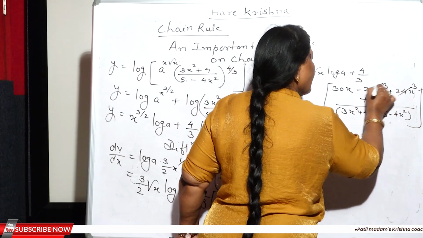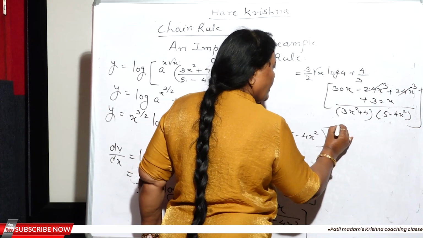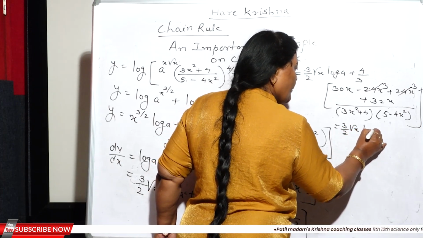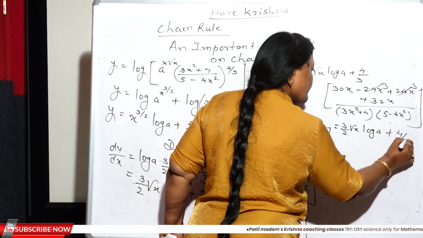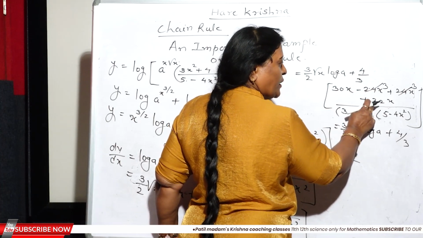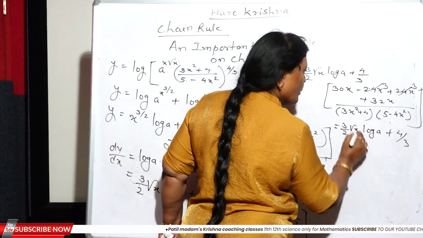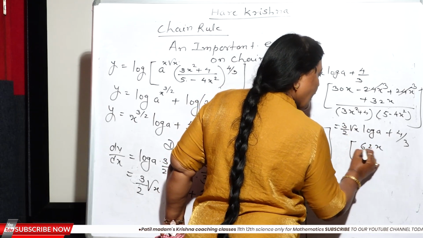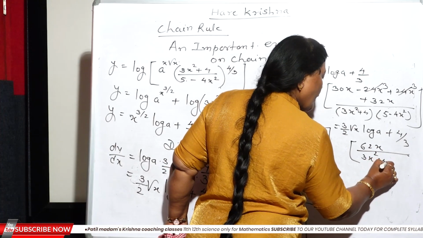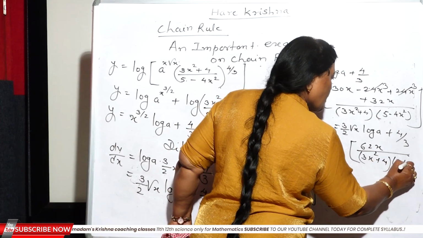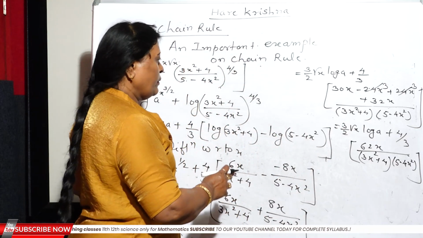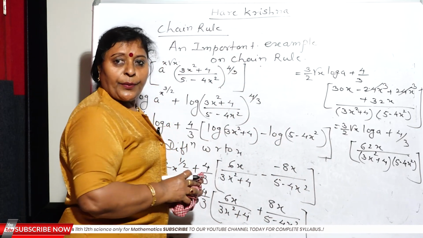Right? Again this gets cancelled, and what remains here? The result is 3 by 2 root x log a plus 4 by 3 into here. This gets cancelled. 30x plus 32x, that is equal to 62x, divided by 3x square plus 4, and here 5 minus 4x square. Right? This is the result. Isn't it? This is the second problem.